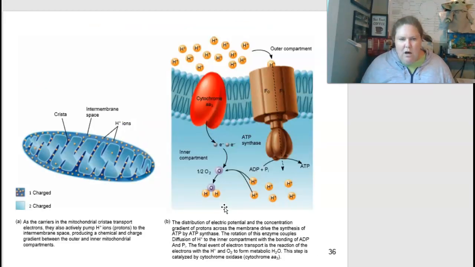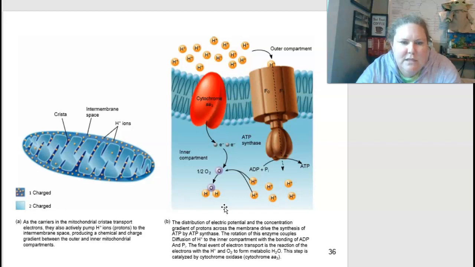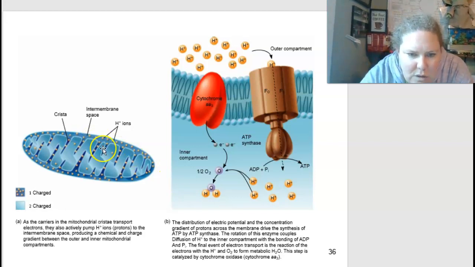So this would be like a close-up of it, and this is figure 8.21 in your book. And so as the carriers in the mitochondrial cristae, or those little folds, transport the electrons, they're also actively pumping those hydrogen ions, or those protons, into that inner membrane space, producing a chemical and charge gradient between the outer and the inner membrane space. Okay, and then the distribution of those electric potentials and the concentration gradient of protons across the membranes is going to drive the synthesis, or the making of ATP, by that ATP synthase.